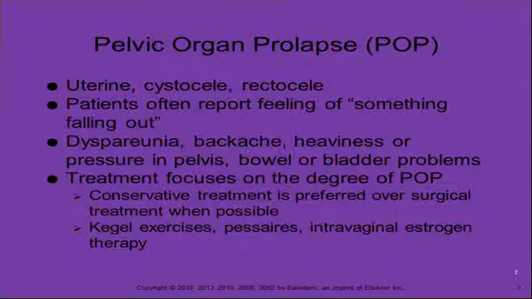The next slide, which we will look at in a minute, will show the specific levels of uterine prolapse. Patients often report a feeling of something falling out. Signs and symptoms can be dyspareunia, which again is painful intercourse, backaches, heaviness or pressure in the pelvis, bowel or bladder problems. The treatment options focus on the degree of the pelvic organ prolapse. Conservative treatment is usually preferred over surgical, and then things like Kegel exercises, intravaginal estrogen therapy.